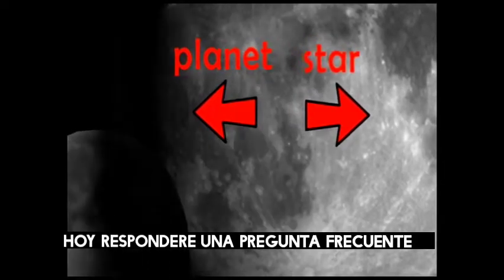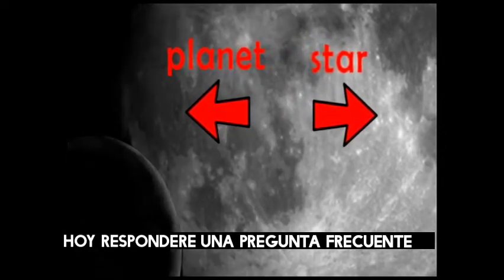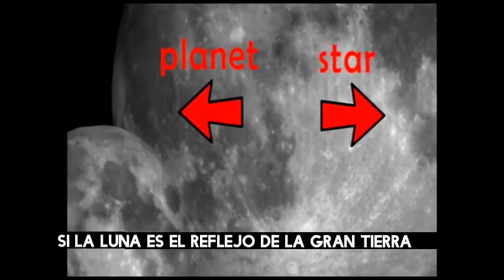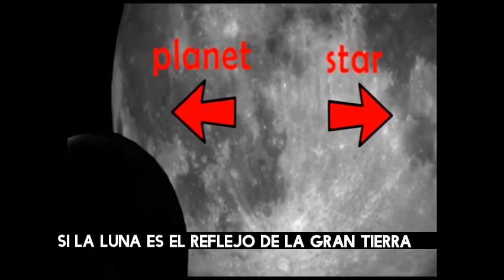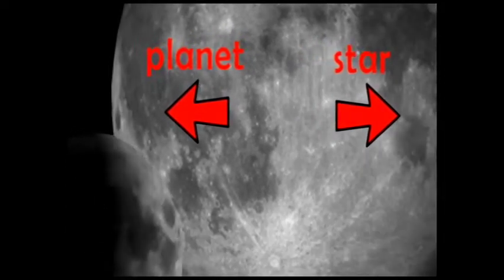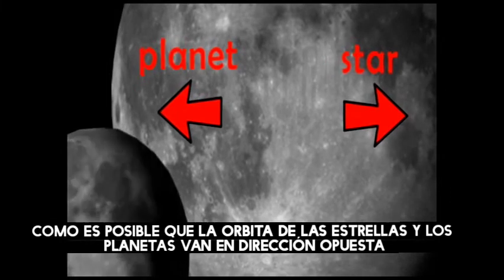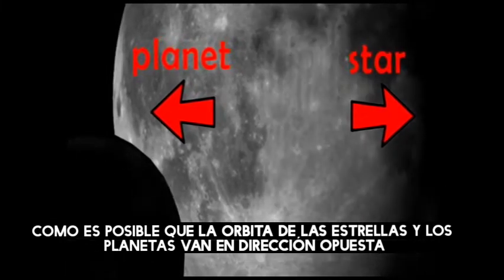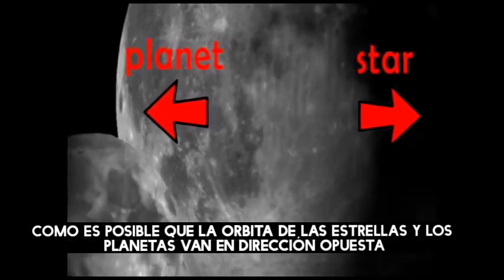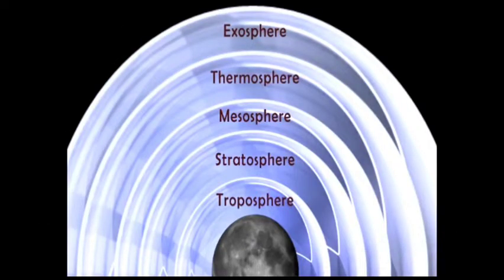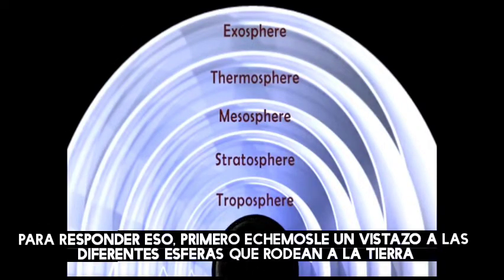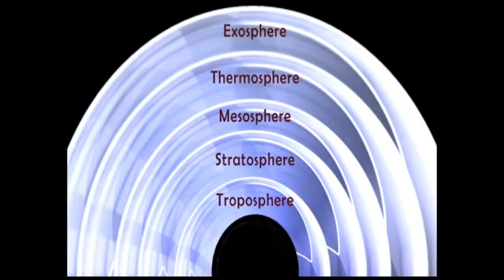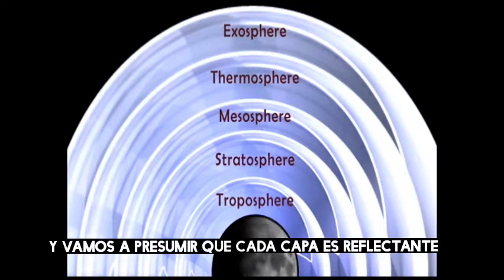Today I will answer a frequently asked question. If the moon is the reflection of the bigger Earth, how is it possible that the orbit of the stars and the planets go in opposite direction? To answer that, first let's take a look at the different spheres surrounding Earth. And let's presume that every layer is reflective.